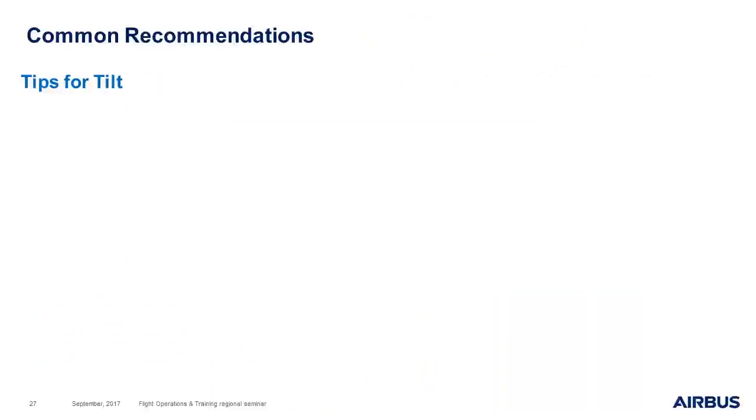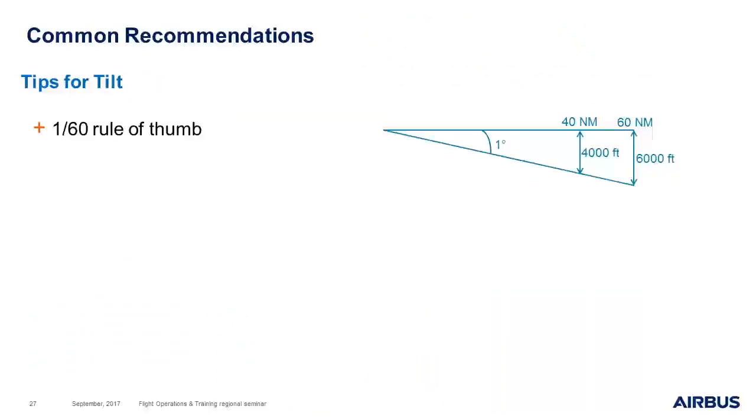Now, please let me remind you of a few tips for the tilt. First, what we call the 160 rule of thumb. If you have a tilt angle of 1 degree, it means that at 40 nautical miles, you look 4,000 feet below the aircraft, and at 60 nautical miles, you look 5,000 feet below the aircraft.